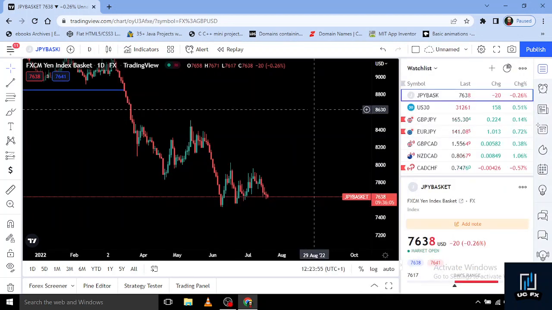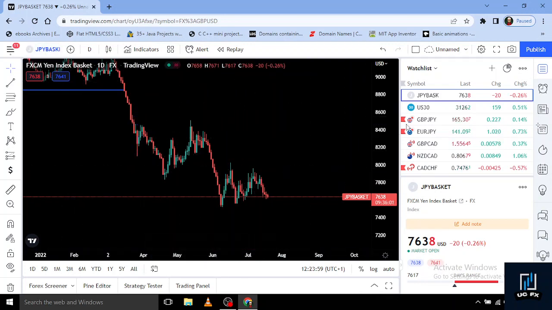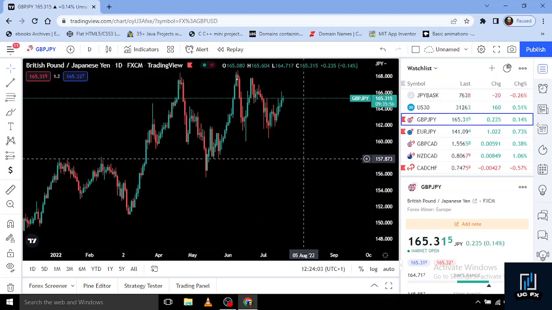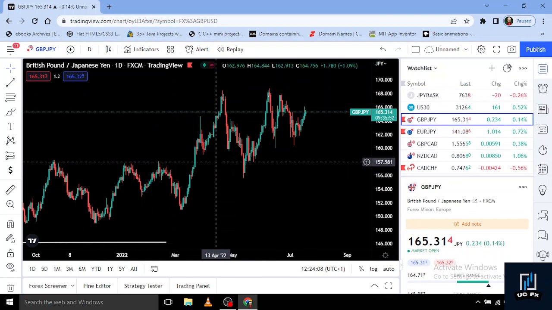Yeah, so as you can see here, the JPY basket on a daily is on a downtrend. So let's take out the GBP JPY. As you can see, the GBP JPY on the daily is actually on an uptrend. So this is actually what I mean.